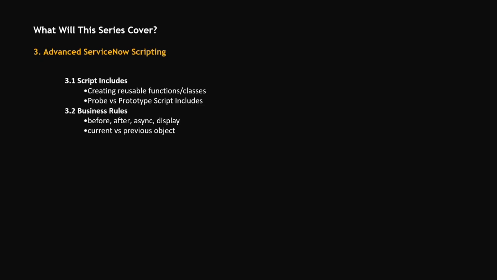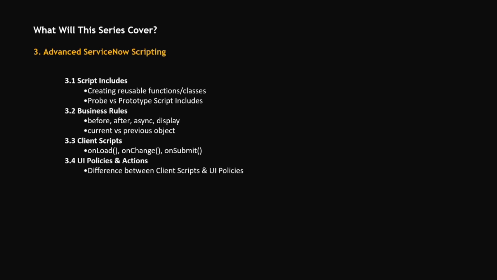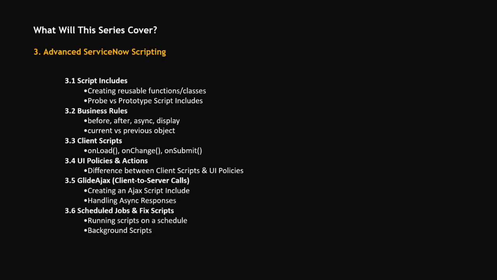Then advanced scripting, like script includes: how to create a script include, classless script includes, class-based script includes, and how to call script includes in different ways. Business rules: before, after, all types of business rules, and the difference between the current and previous objects. Client scripts: onLoad, onChange, onSubmit. UI policies and actions, ACLs, GlideAjax, scripting scheduled jobs, fix scripts, running scripts, background scripts, all these things.